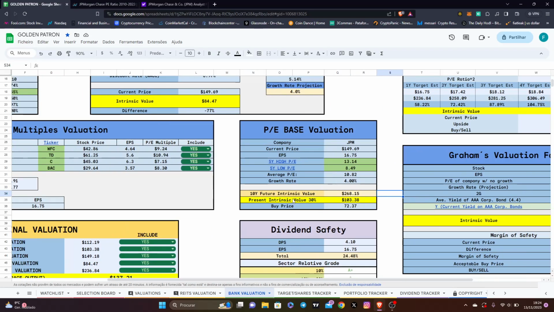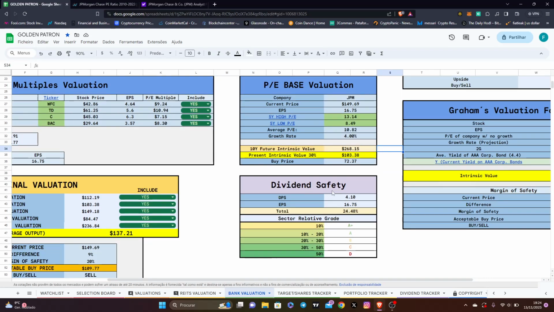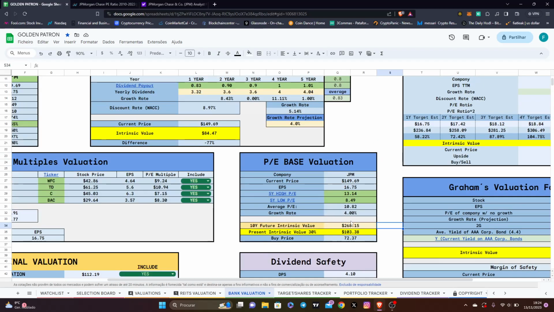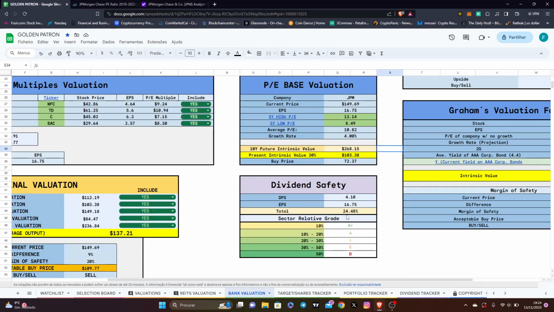And then the last thing we need to see is the dividend safety. Automatically, again, it just does it by itself. The dividend safety for JP Morgan is 24. That's good. That means they won't be cutting dividends very soon or at any time at all.